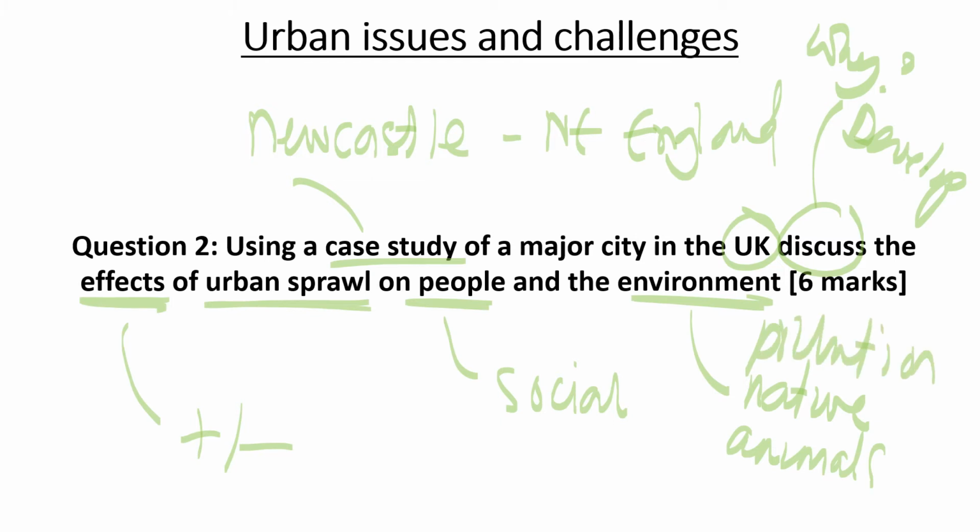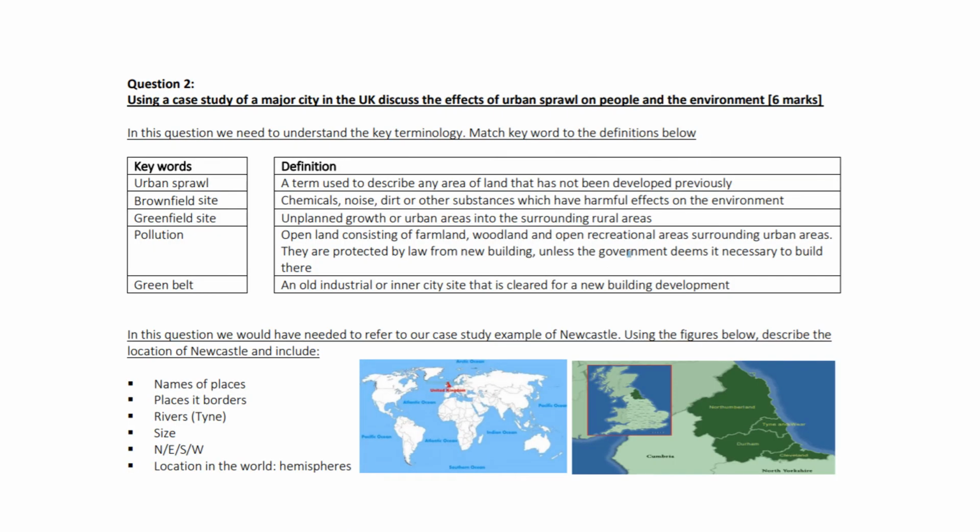Okay, so for this question, we would need to be able to understand what these keywords mean. So you might want to, again, look at the keyword definitions for urban issues and challenges, which you can find on the It's Learning page, and match them to the correct definition, because these keywords, you might not have used all of them, but it would have been really good if you could have used a couple of them in your answer to make sure that you're looking at the different effects that urban sprawl has had.